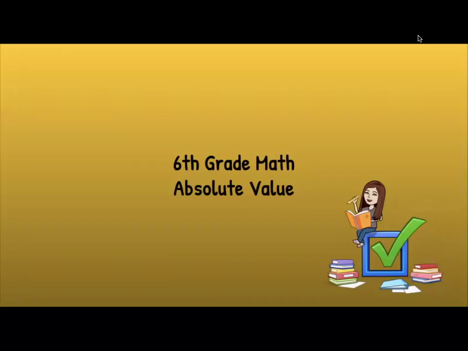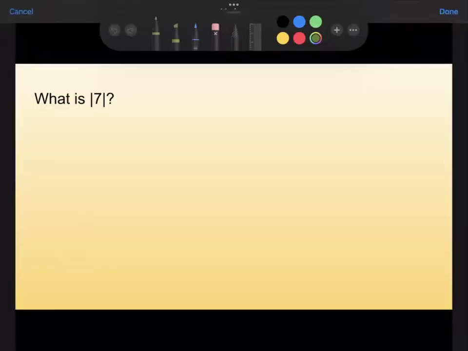And in this video, we're going to be looking at absolute value. Okay, so the absolute value of a number is the number's distance from zero. So if we're being asked what is the absolute value of 7, and that's what those long bars on either side of the number mean, that means they want to know the absolute value of what's inside the bars. So they want to know the absolute value of 7.